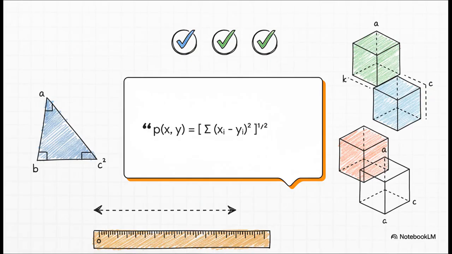And this formula, it should look pretty familiar, right? This is just the Pythagorean theorem, all dressed up for n dimensions. This is our standard everyday ruler, and you can bet it follows our three rules perfectly.